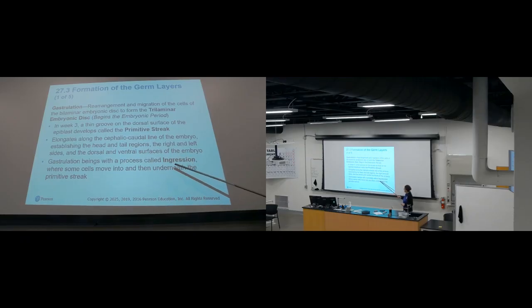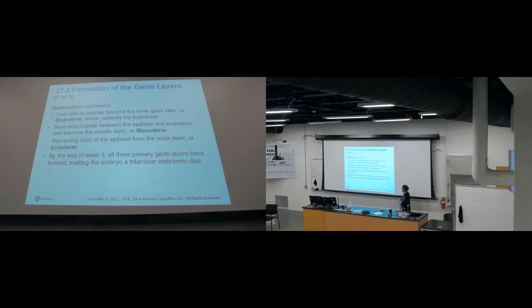And then the gastrulation begins with the ingression, where some cells move from the epiblast underneath the primitive streak, and then they will form the mesoderm. The endoderm is going to come from the hypoblast, so you will replace it. The mesoderm, again, will be those cells that migrate between the epiblast and the hypoblast.